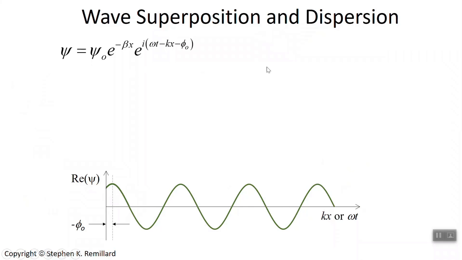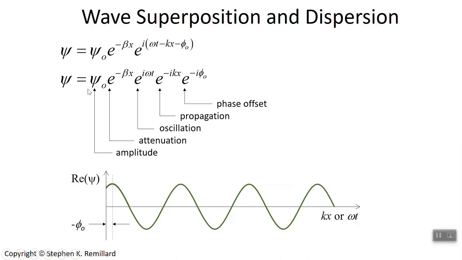A complex wave function is written with two exponentials. I might write one being complex and the other being a decaying exponential. And you might break apart that exponential. Let's do that so that we can talk about these different factors for a minute. You have the complex term that has an omega t, a kx, and a phase offset. Let's define each of these things.